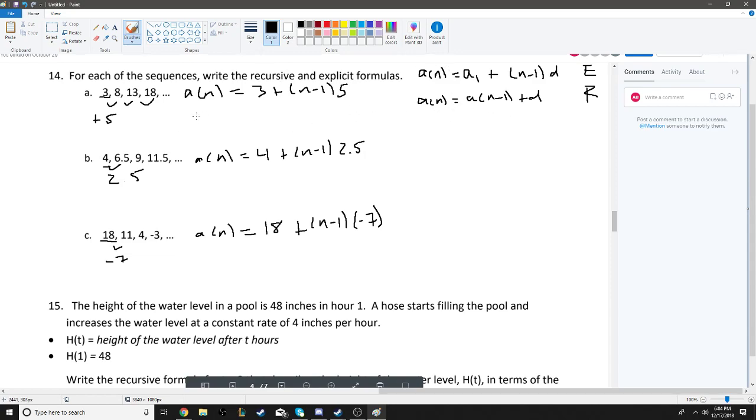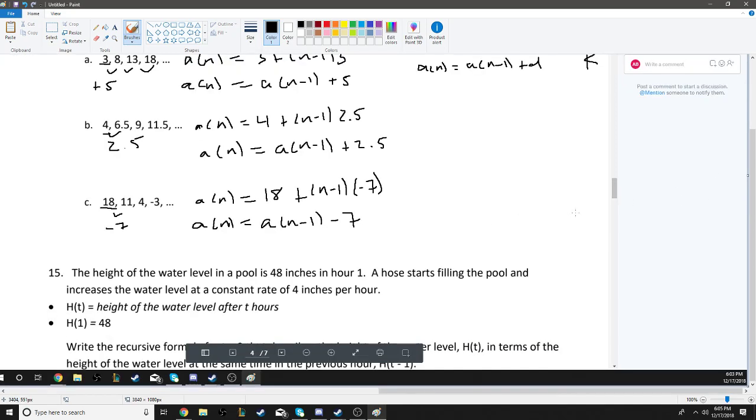For the recursive formulas, you just do A of n equals A of n minus 1, and this is going to be plus 5. This will be A of n equals A of n minus 1 plus 2.5, because you're increasing by 2.5. And this will be A of n is equal to A of n minus 1 minus 7. Okay.